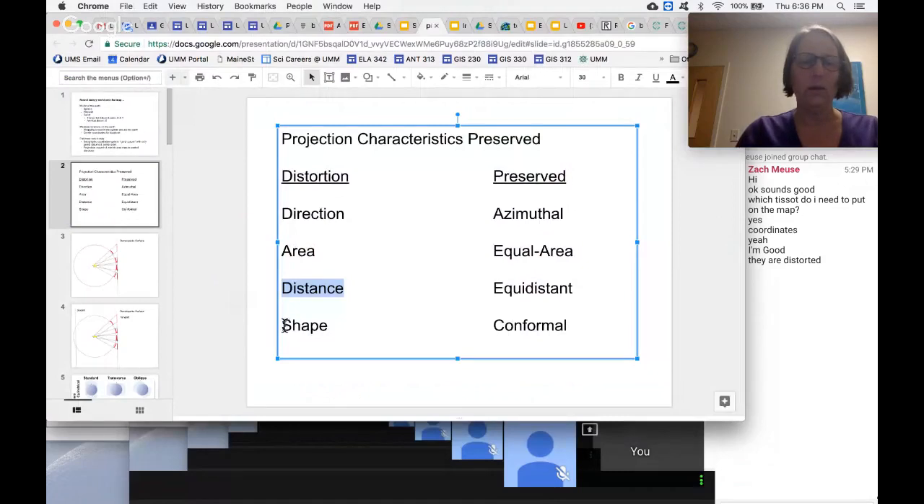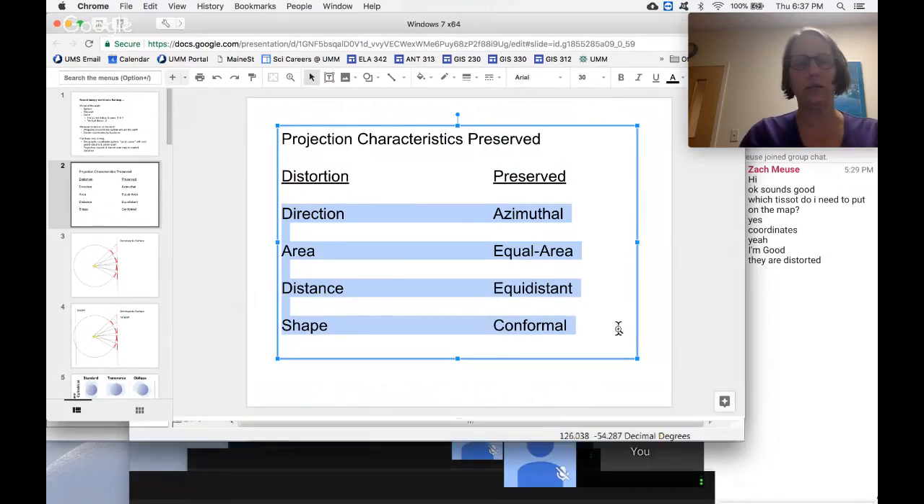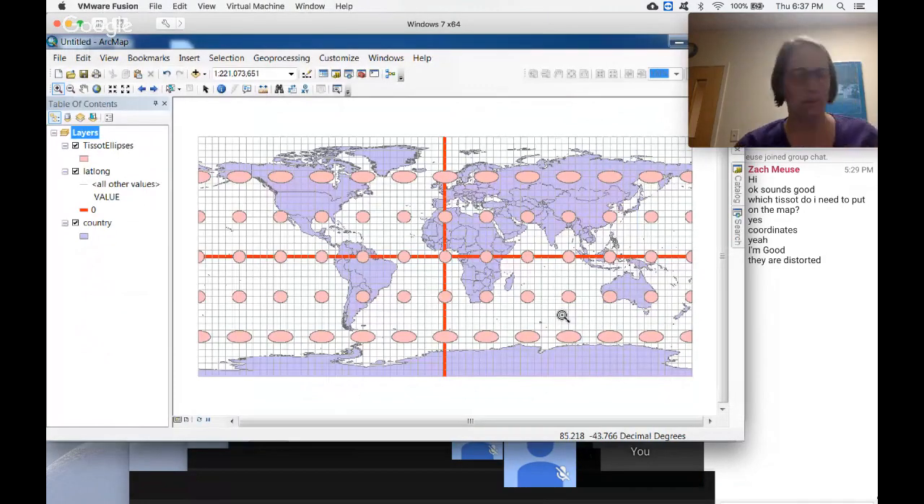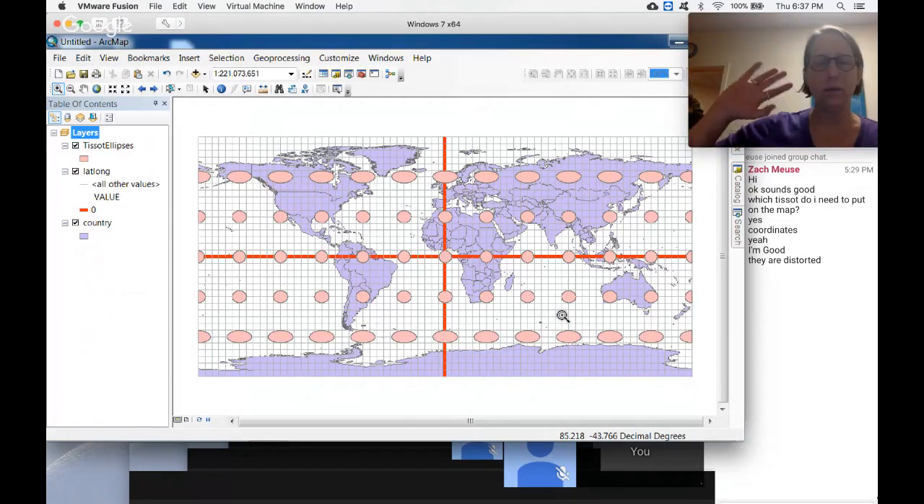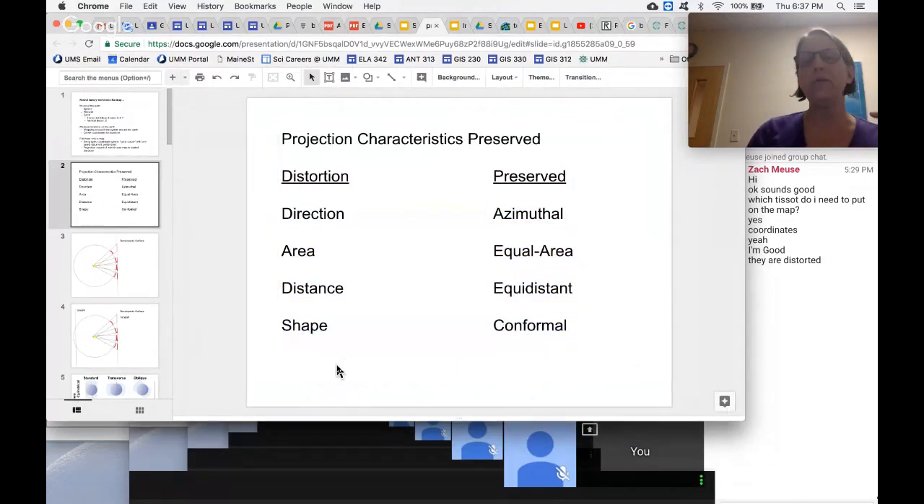And then finally, of course, shape. If you're distorting the other things, direction, area, and distance, then you're going to distort shape. I don't even have to say anything; you can look at the Tissot indicatrix and see how shape can be distorted. So we're stuck with this problem, and we need to be able to fix it. There's no one way that will preserve all these things: direction, area, distance, and shape. There's no way to preserve them all.